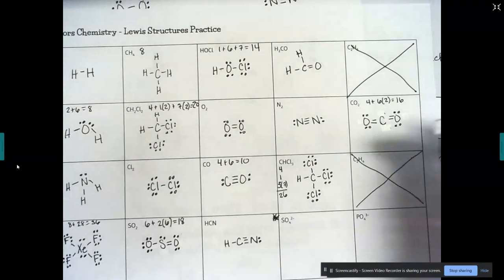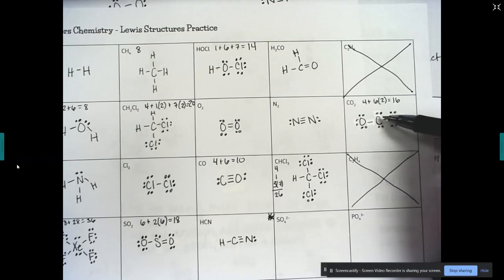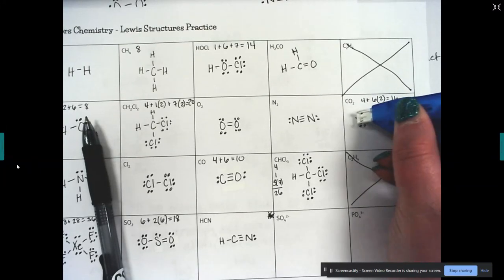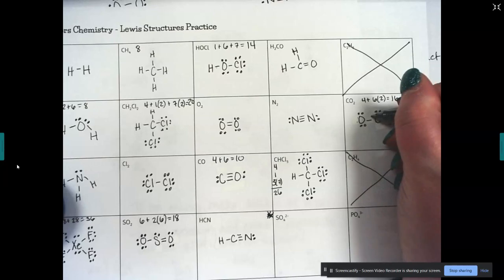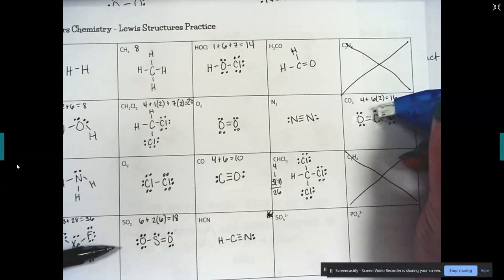So this one, let me show you what mine looks like. After I added all my dots and everything, it looked like this when I gave everything 8. But that's too many because you can only have 16, and that's 2, 4, 6, 8, 10, 12, 14, 16, 18, 20. So then I took away a pair of dots from this carbon and this oxygen, and I made that a double bond. And then I did the same thing with the other one to get it to 16.